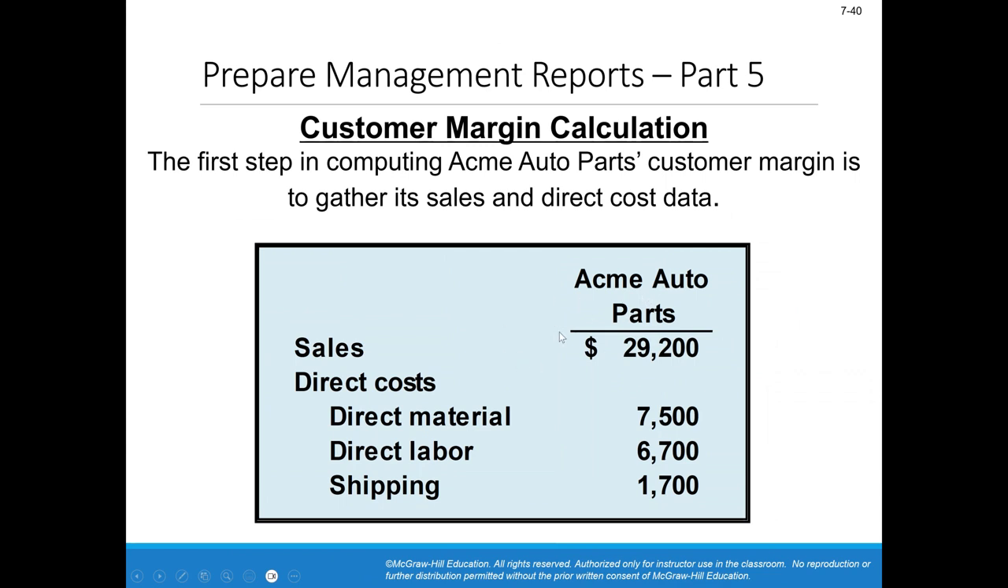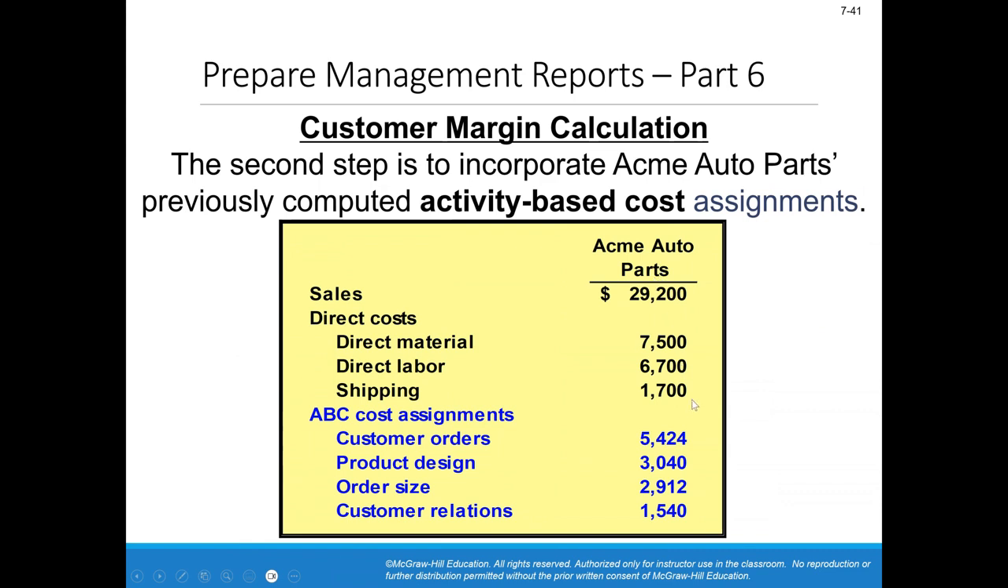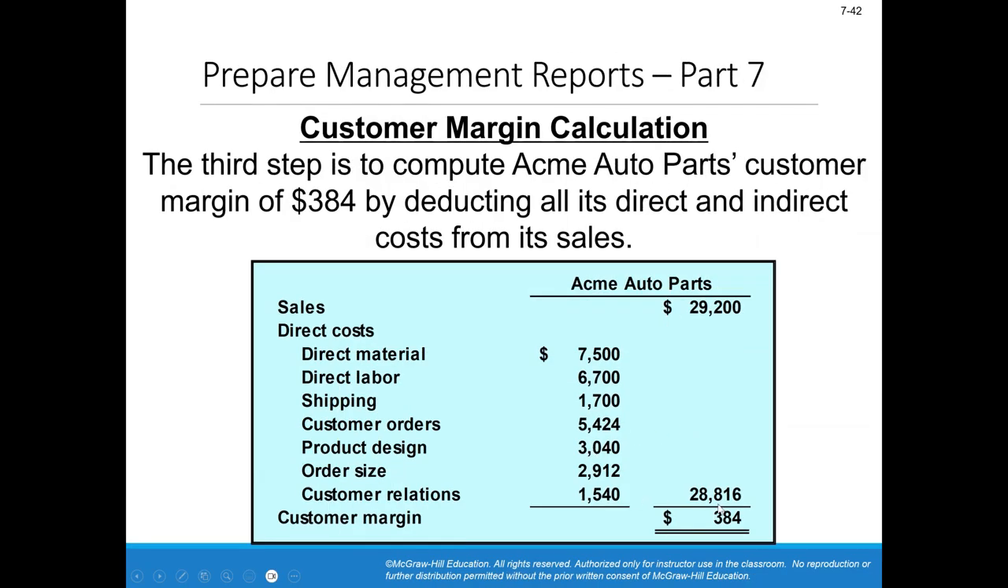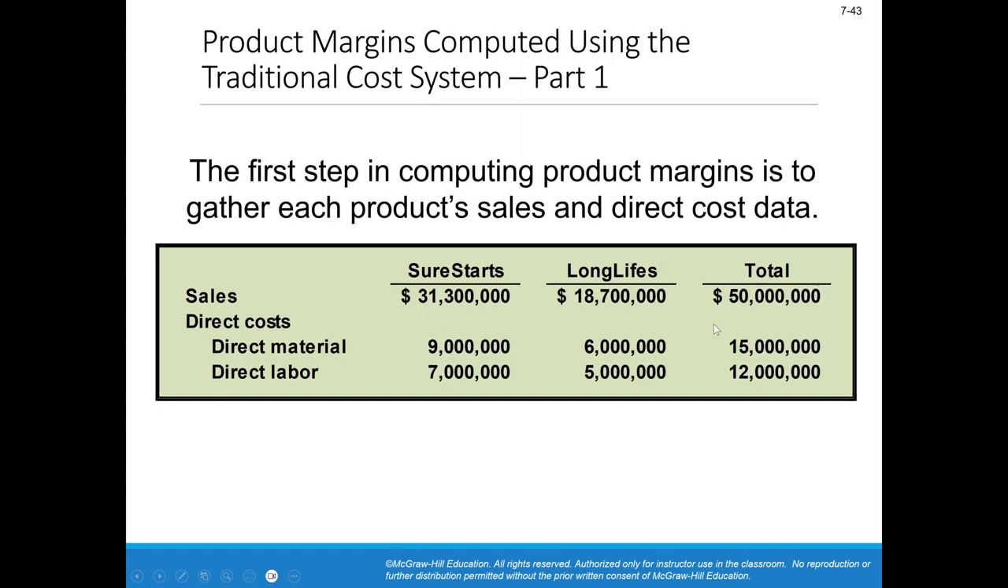So here's the sales for Acme Auto Parts, 29,200. Here are direct material, direct labor, shipping. Okay, and then we assign the manufacturing cost based on the activities. All right, and then our margin is $384. Yeah, so for revenue of 29,200, you're making $384. Doesn't seem worth the effort. Okay, and so that 384 has to be used to pay for these other costs that aren't assigned.